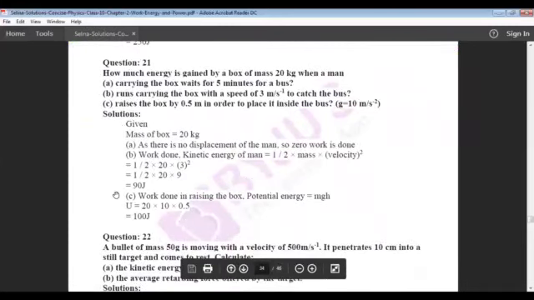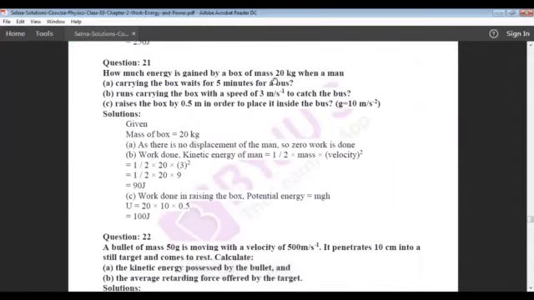Next one. How much energy is gained by a box of mass 20 kg when a man carrying the box, one, waits for 5 minutes for a bus, two, runs carrying the box with a speed of 3 meter per second to catch the bus, three, raises the box by 0.5 meter in order to place it inside the bus? Okay. So, see here, how much energy is gained by a box of mass 20 kg when a man carrying the box waits for 5 minutes for a bus?